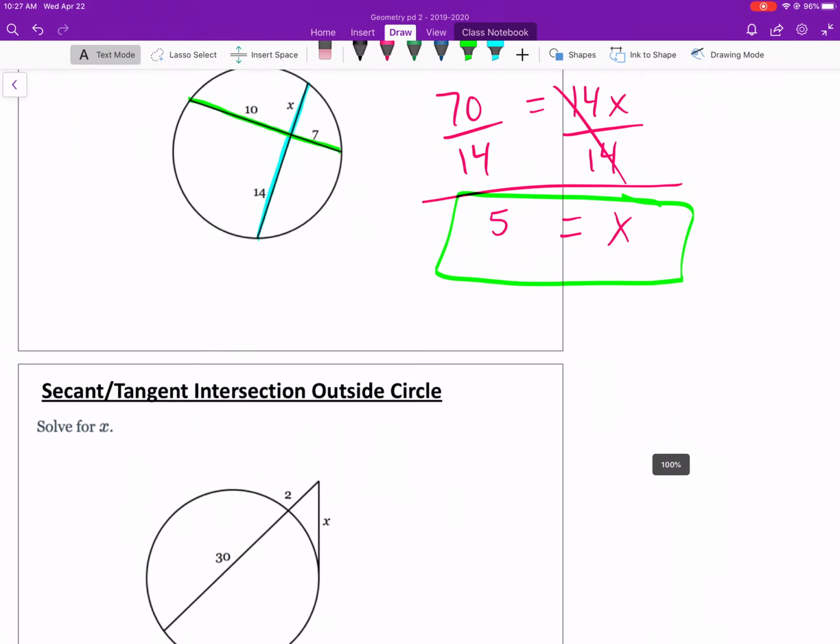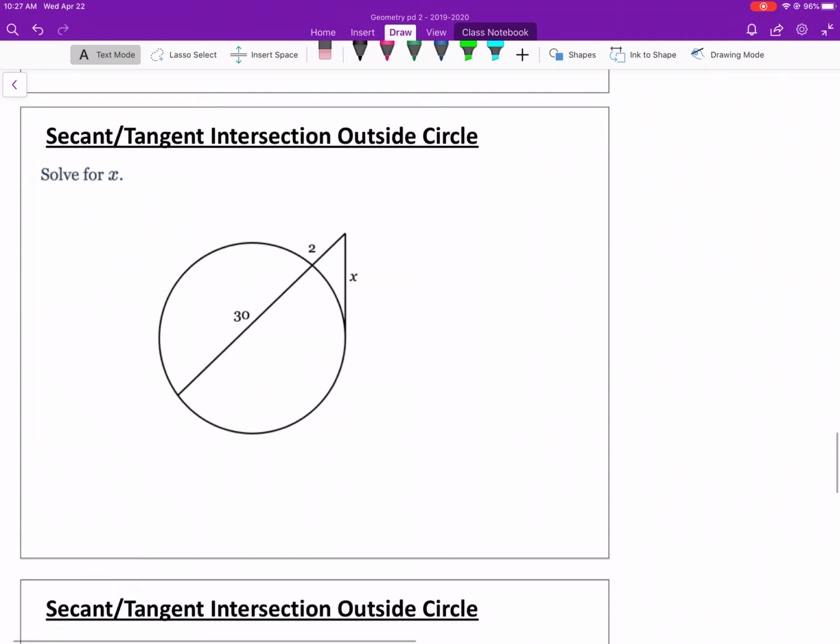Alright, so we're on to our next Delta Math section. So this is the secant tangent section. It's nice that they told you that. That's what we're dealing with. We have one line that's a tangent, which is x here, and then the other segment is a secant. Remember the rule for secant?